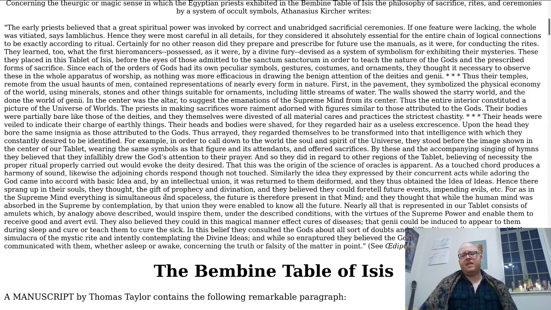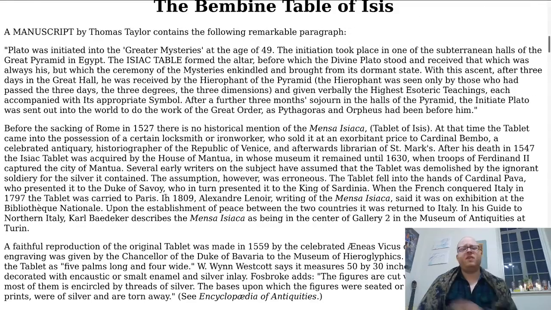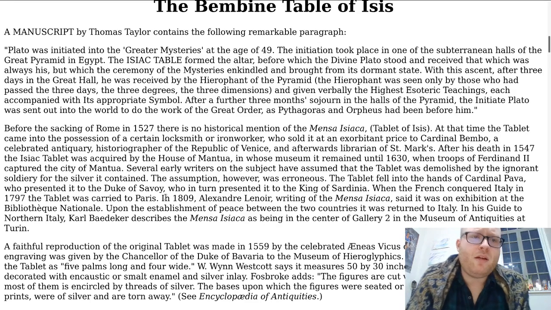See Oedipus Egypticus. The Bembine Table of Isis. A manuscript by Thomas Taylor contains the following remarkable paragraph.